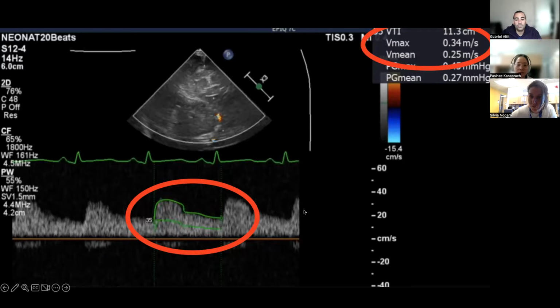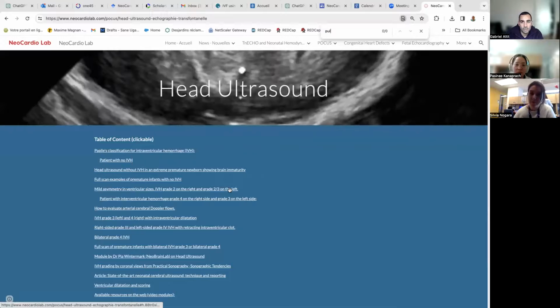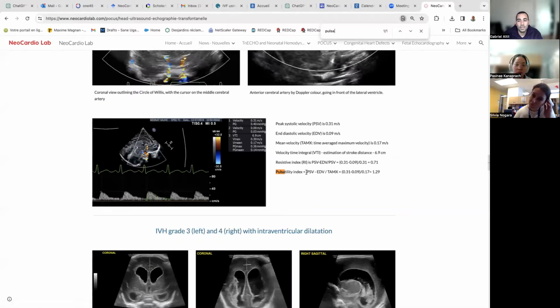And sometimes we can use the mean velocity to calculate something called the pulsatility index, which if you go on the Neocardio lab in the POCUS section and head ultrasound, I'll just share. And I think Pessini is very aware of that because her project is on pulsatility index. So the pulsatility index is really the peak systolic velocity minus the end diastolic velocity, all this divided by the average velocity or the velocity mean.